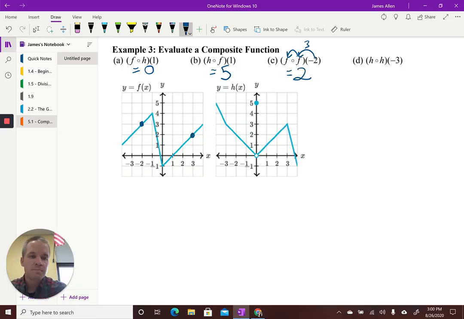And then the last one, if I have h of h of negative 3, I'm plugging negative 3 into h. So negative 3 gives me positive 3 as my output. So I'll plug in positive 3 for h, which is right over here, and it gives me positive 3 as my output. Awesome. We did it.